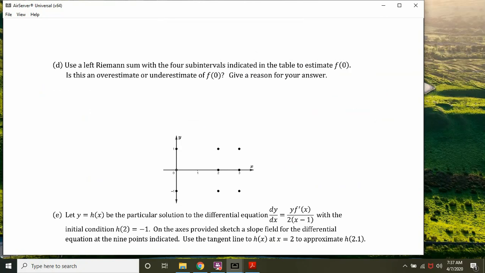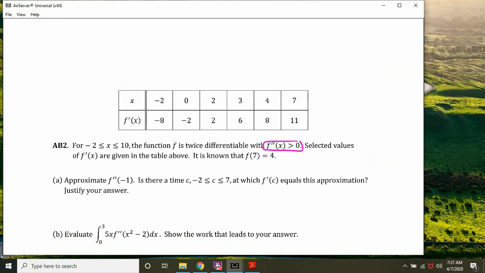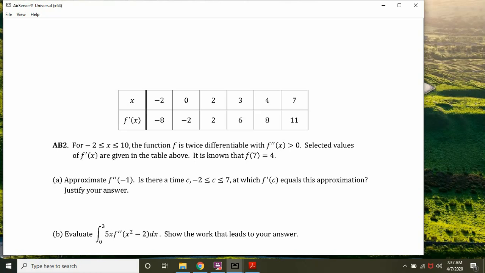Part D, use a left Riemann sum with the 4 subintervals indicated by the table to estimate f of 0. Is this an over or under estimate of f of 0? Okay. It's a Riemann sum, so we know that we're going to be finding the area under the graph. Left Riemann sum with 4 subintervals indicated by the table. Okay, so we're doing a Riemann sum of f prime.